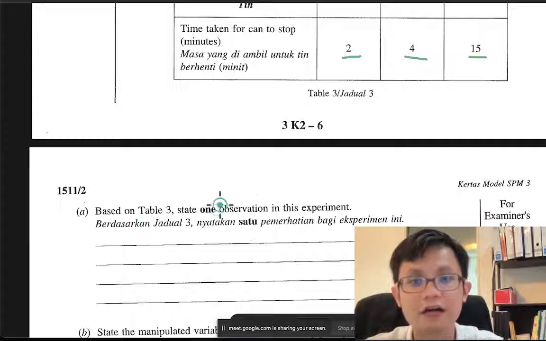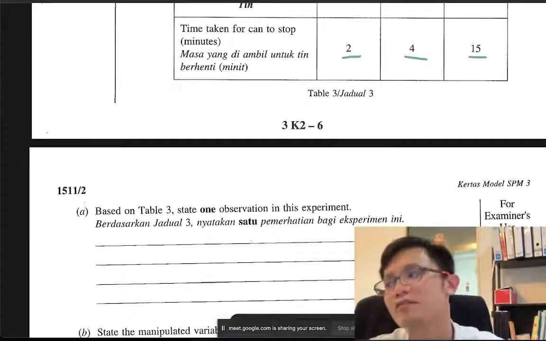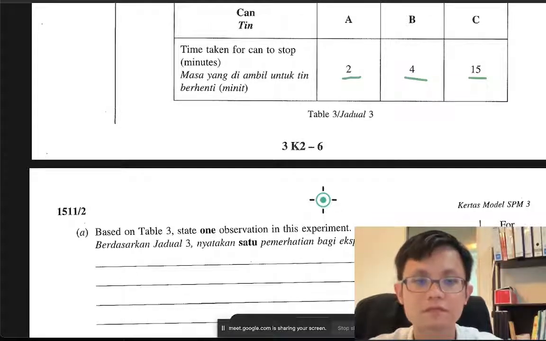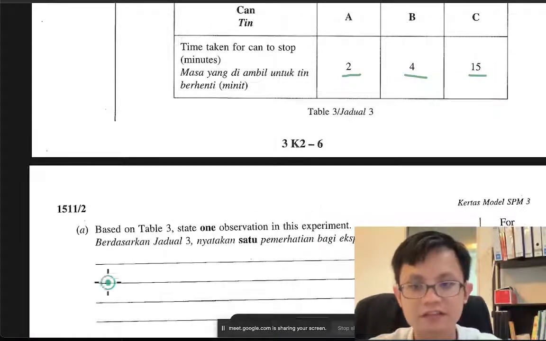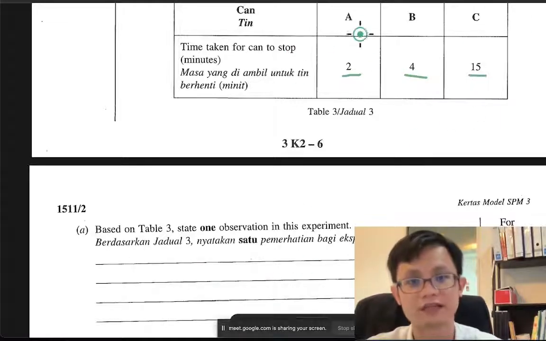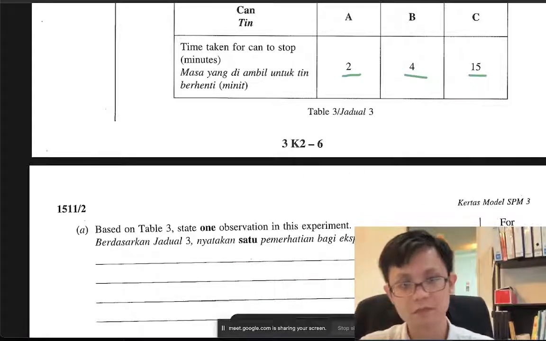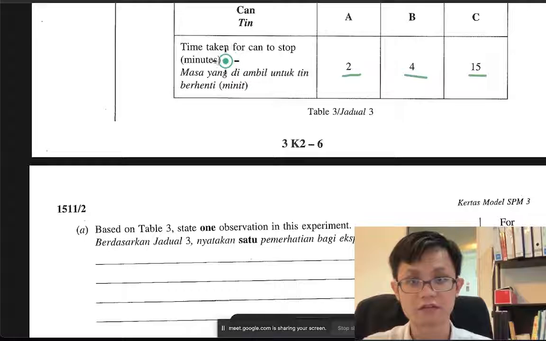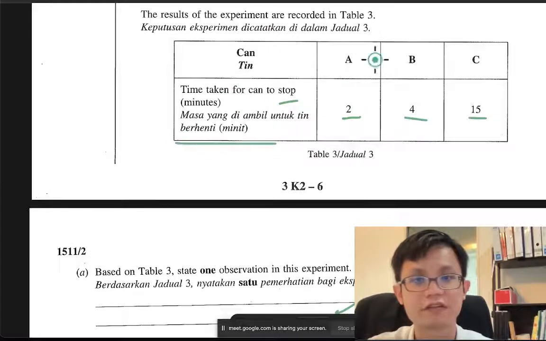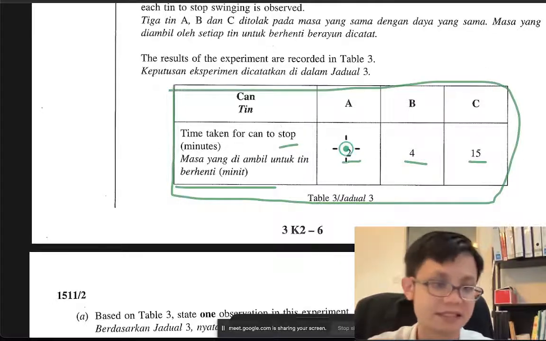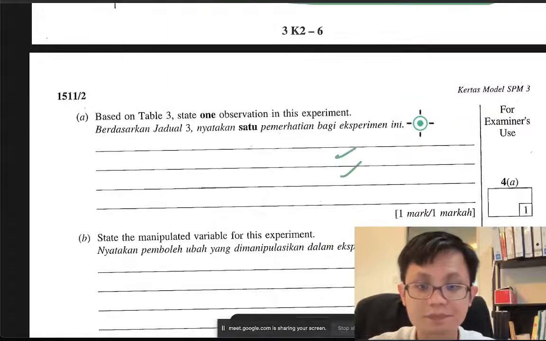Based on the diagram, state 1 observation in this experiment. So what is the observation in this experiment? Took the longest time to stop. Correct. Okay, so this one I don't want to write in full. Can C took the longest time to stop, while can A took the shortest time to stop, for example. So just write this in words. This whole thing is the observation. It's just like the tabulation of data.